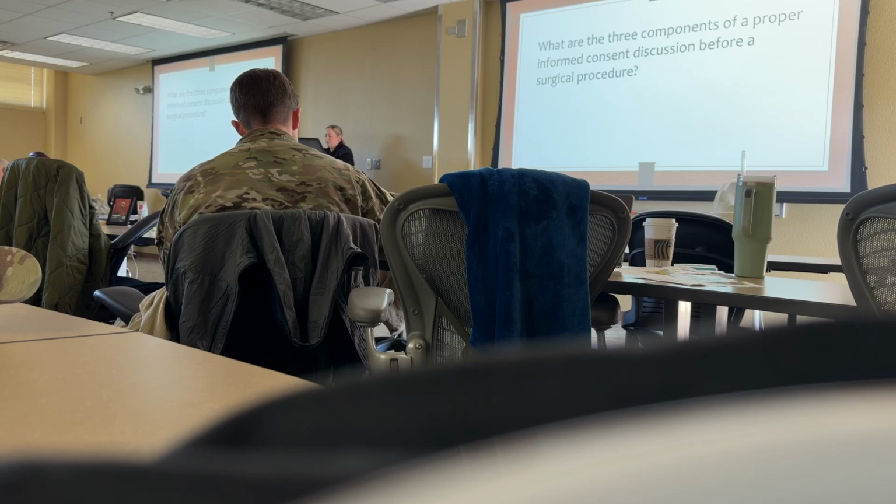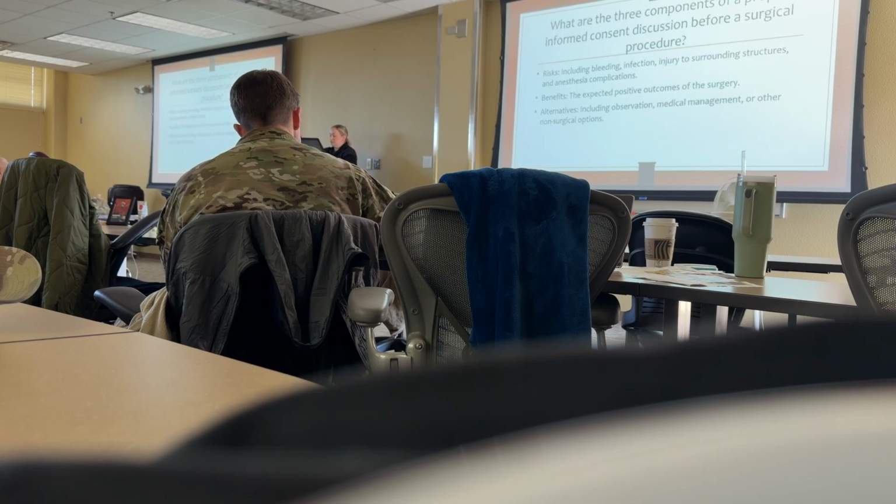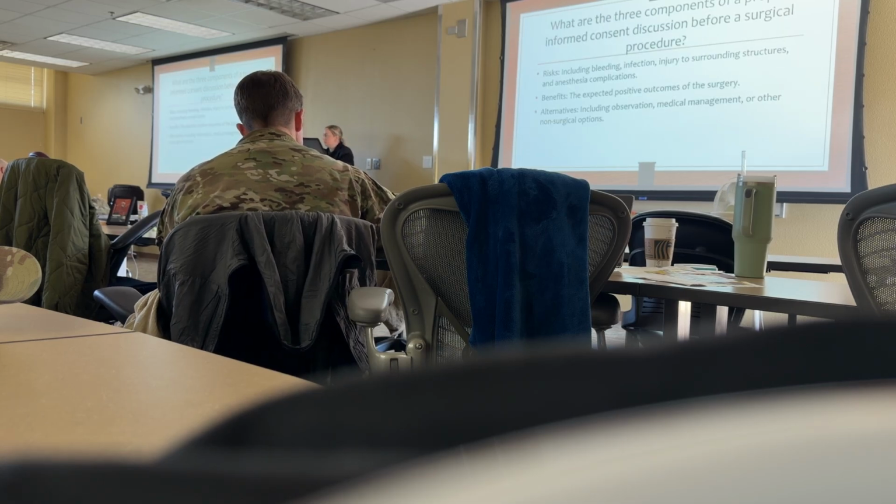What are the three components of a proper informed consent? Okay, I heard risks, benefits, and alternatives. Why is that important? Yeah, you have to be informed, right? You have to know what the good things are, what the bad things are, and whether this is the only way forward. Okay. And then what else do you need with an informed consent?